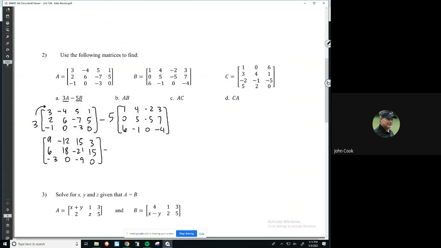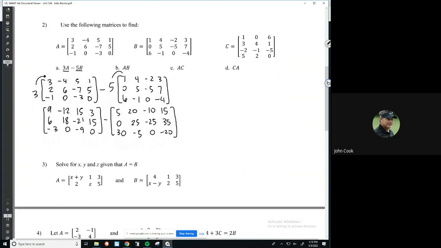And then I'll multiply the 5 in there. I'll distribute it all in. So 5 times 1 is 5. 5 times 4 is 20. And then negative 10, 15, 0, 25, negative 25, and 35. And then last row, 30, negative 5, 0, and then negative 20.